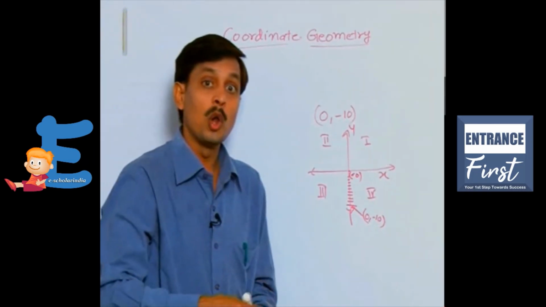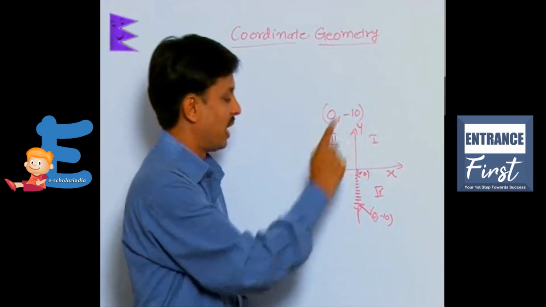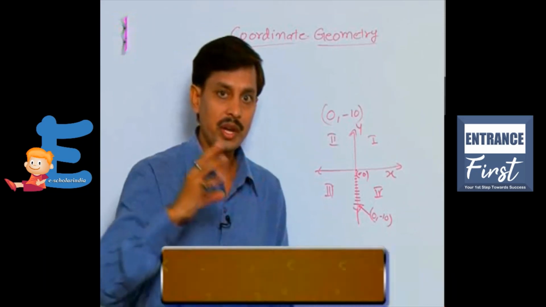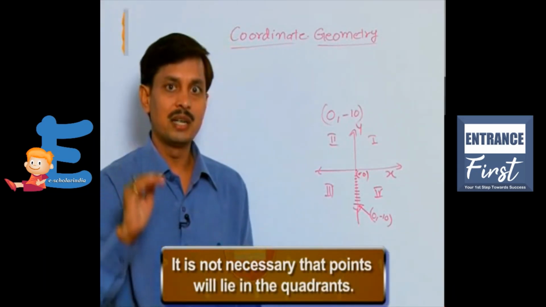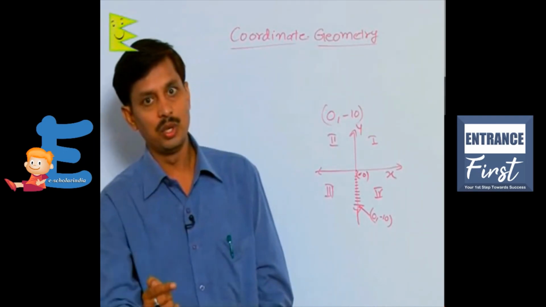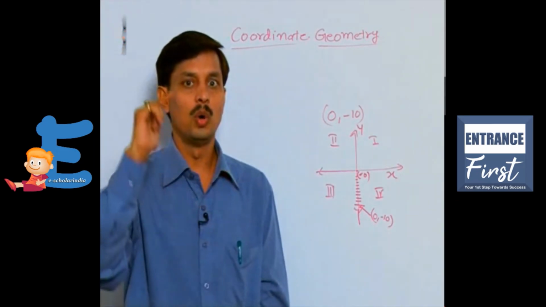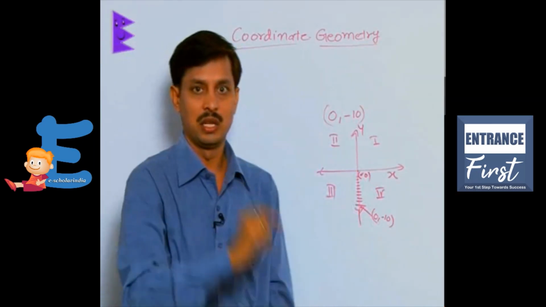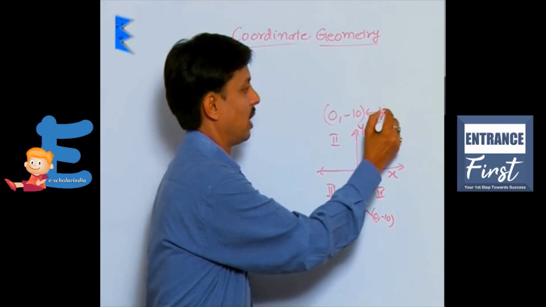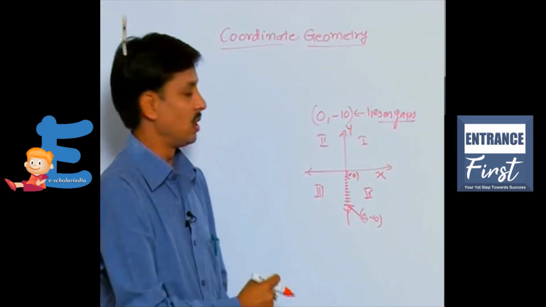Again, as we have not moved on the x-axis, (0, -10) cannot go in the fourth quadrant, cannot come in the third quadrant. It will lie on the y-axis. So it is not necessary that points will fall in the first, second, third or fourth quadrant. If x is 0, the point will lie on the y-axis, and if y is 0, the point will lie on the x-axis. So what becomes the property? What about this (0, -10)? It lies on the y-axis.